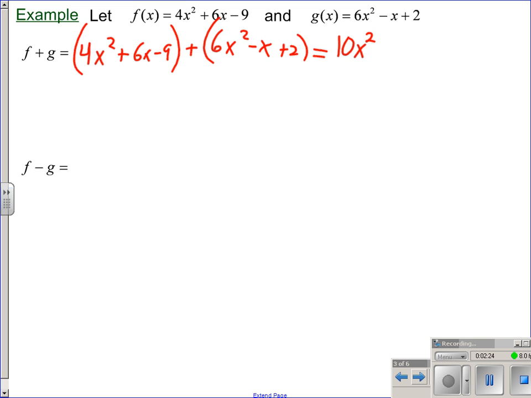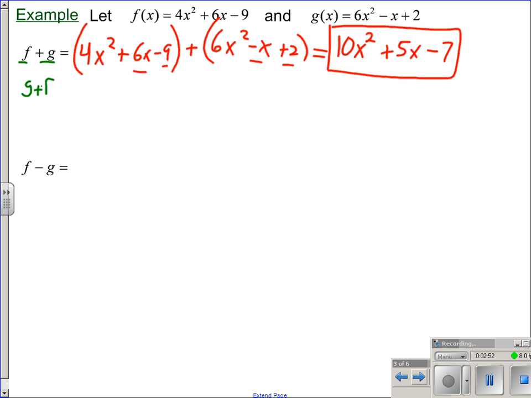We have our x terms. 6x plus a negative x is a positive 5x. And we got our constants. A negative 9 plus 2 is minus 7. That problem's done. That's really all there is to it, just adding or subtracting like terms. Remember, with addition, the commutative property exists, meaning f plus g and g plus f are going to end up being the same thing. That kind of property does not work with subtraction.